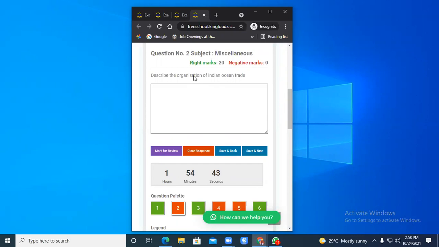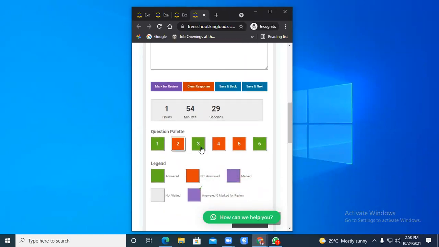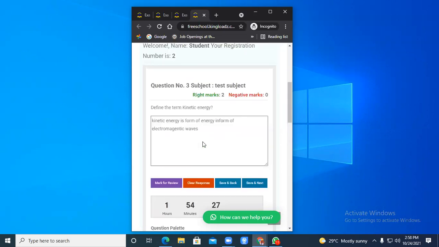Suppose this is a question telling you to describe the organization of the Indian Ocean trade. That is history, and that's number 2. If you feel like, no, I don't want to do that question, I don't know that question, you can click on question number 3 and see it. So question number 3 is here. I've put different questions for different subjects for you to get how this can work. This one is just a definition. They're asking you to define the term kinetic energy. Maybe you know that definition.